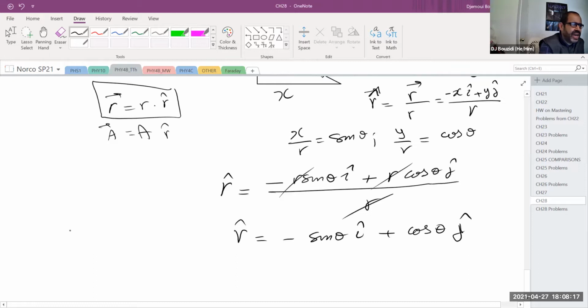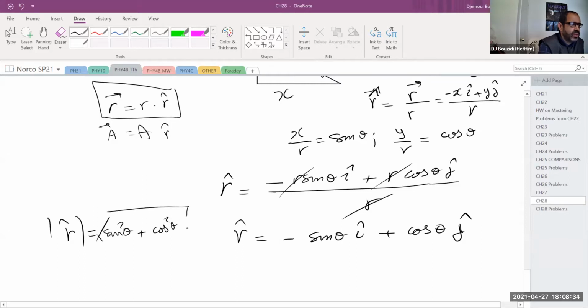And you can quickly check that r hat in length is equal to the square root of negative sine squared, that's sine squared of theta, and positive cosine squared, that's positive cosine squared.